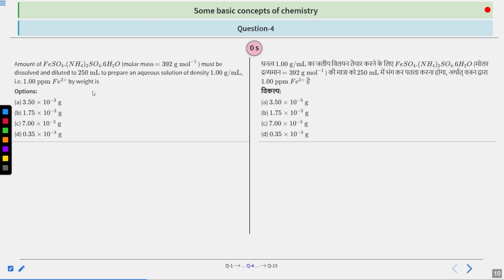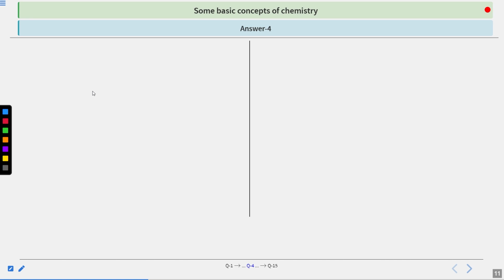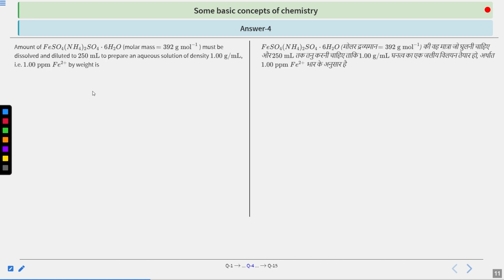Okay, now let us see the solution. First of all, what is being asked in the question? The question is saying that we are taking some amount of this given salt, FeSO4·(NH4)2SO4·6H2O, and dissolving it in aqueous solution to make 250 ml, and the density of the solution is given as 1 gram per ml.